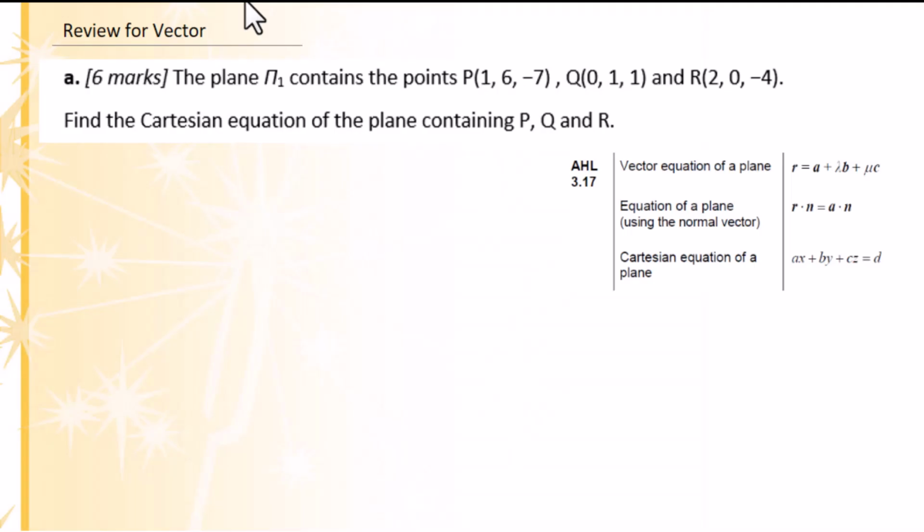This video is about review for vectors. The plane π1 contains the points P, Q, R. Find the Cartesian equation of the plane containing P, Q, R.